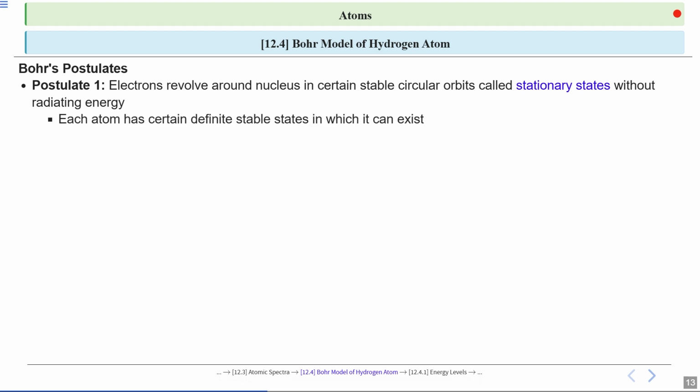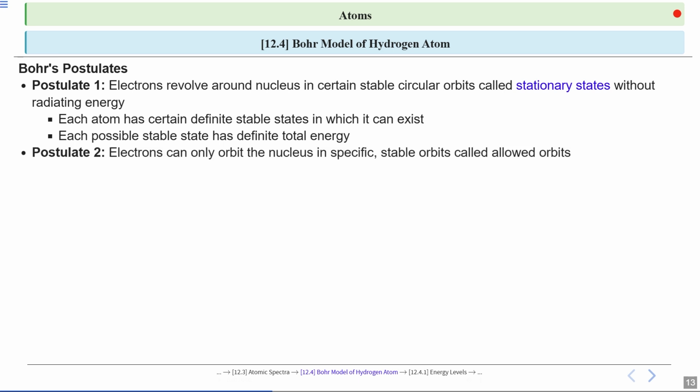Each atom can exist in certain definite stable states. These are like fixed energy levels. The atom can't just have any energy, it must be in one of these specific states. Another important detail is that each of these stable states has a definite total energy. That means for each stationary state, the energy of the electron is fixed and doesn't change unless the electron jumps to another state. This explains why atoms emit or absorb energy in specific amounts, not in a continuous range.